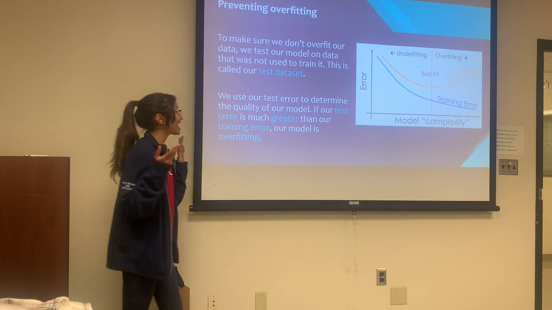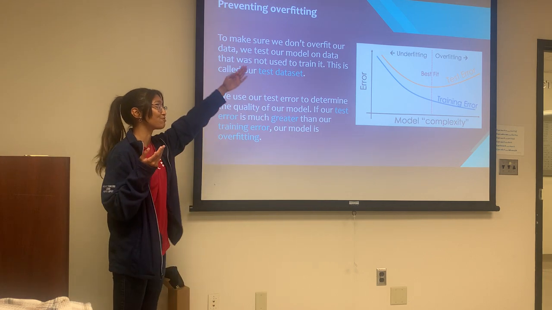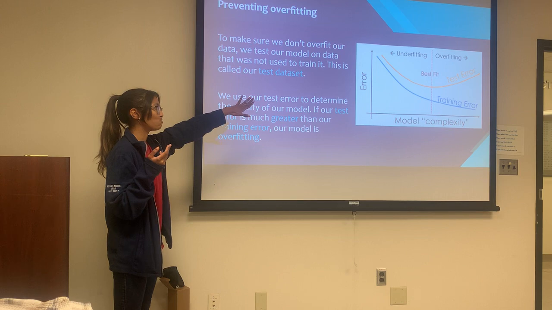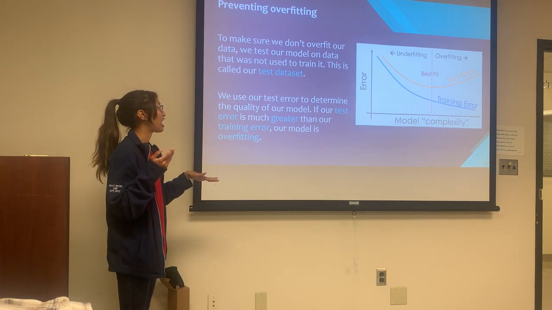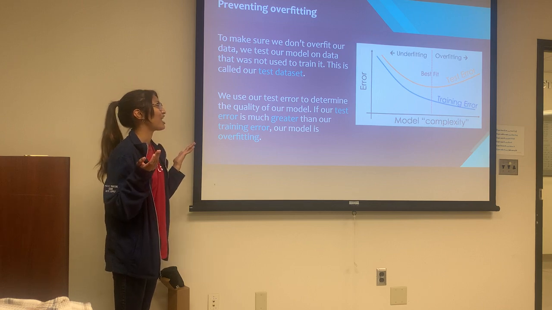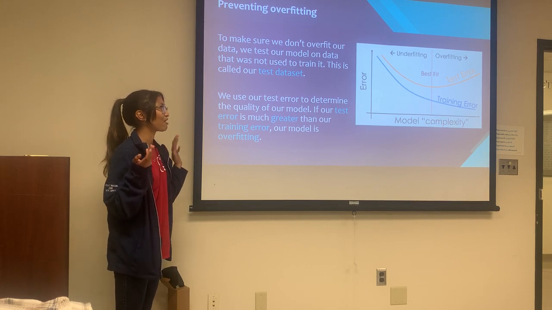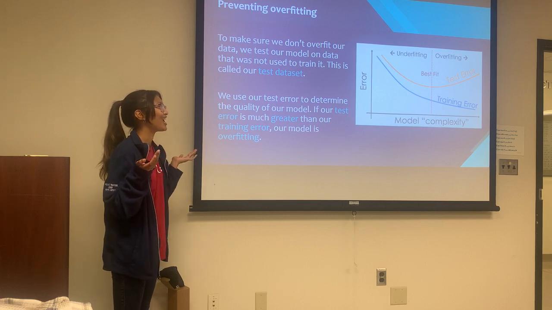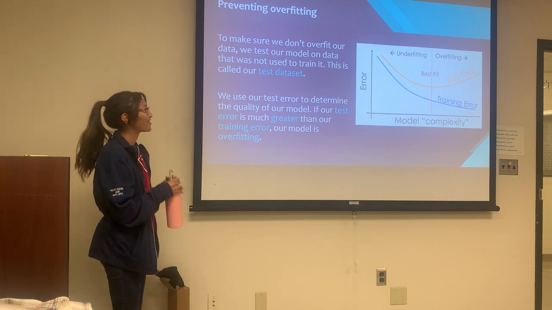So if we find that our training error is really low but our test error is really high, that indicates that our model is overfitted. And if the training error is really low and the test error is really low, that's a good indication that we have a good model. And if we have a high training error and a high test error, then we need to go back to the drawing board, because not great.